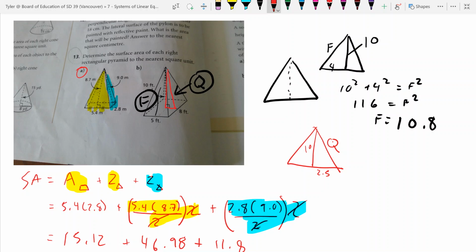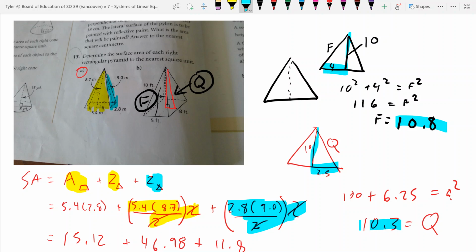So again, when we put the numbers in, it's going to be 100 plus 6.25 equals Q squared. So we get Q is equal to 10.3. Cool. So now I have the numbers for the side lengths. What you'll notice is that the two side lengths were different, which is right. That's what it should be, because like the triangles, as we can see here and here, were different too.